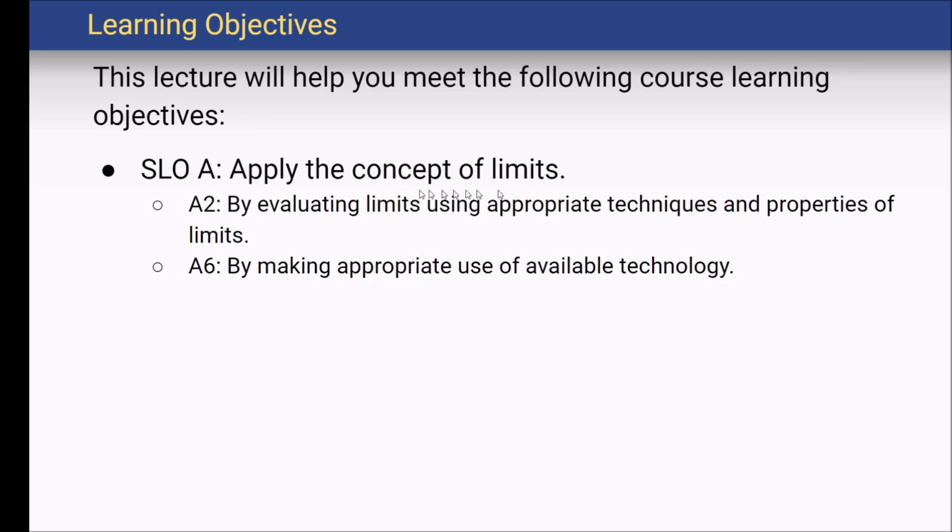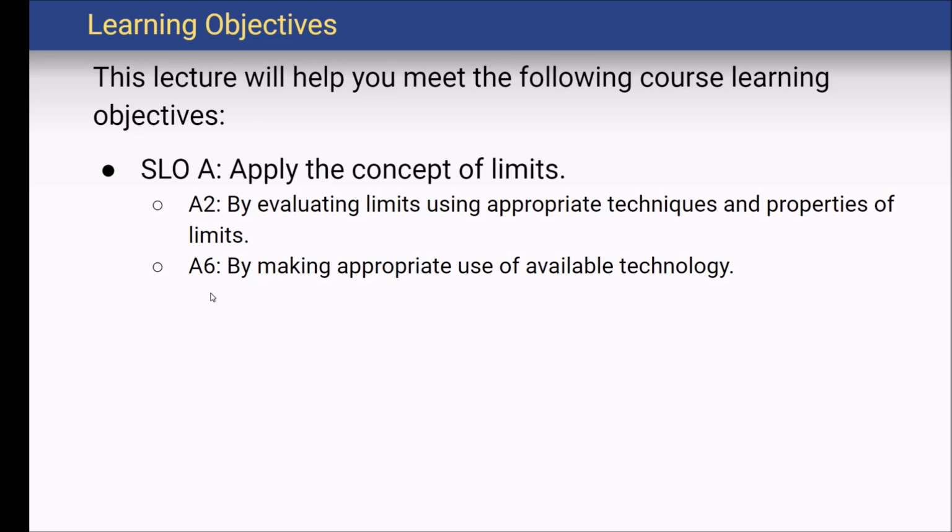SLO A is apply the concept of limits. This entire chapter 2 in your book is going to be covering limits. And under that broad SLO A, apply the concept of limits, there are some specific things we're going to learn. We're going to be doing A2 today, which is evaluating limits using appropriate techniques and properties of limits. In this case, we're going to be evaluating limits using a graph. And how do you do that?